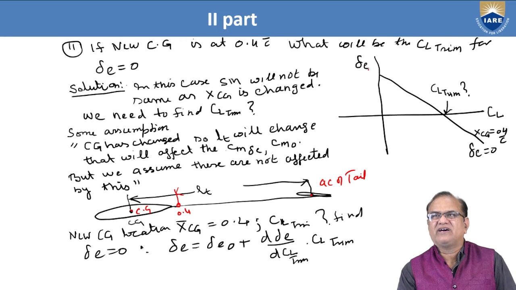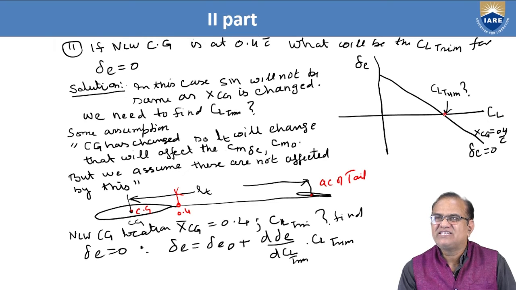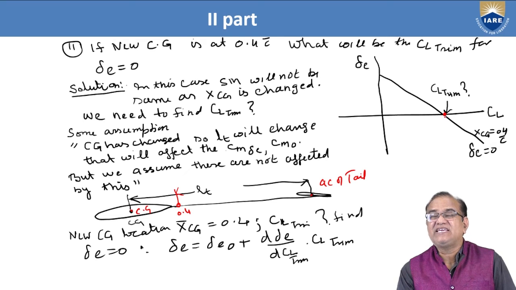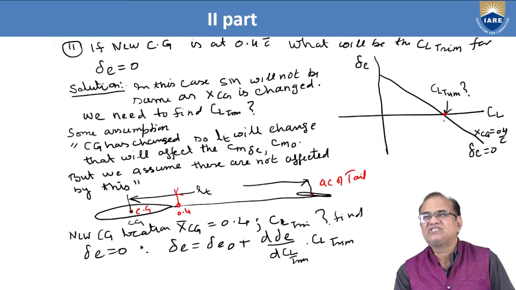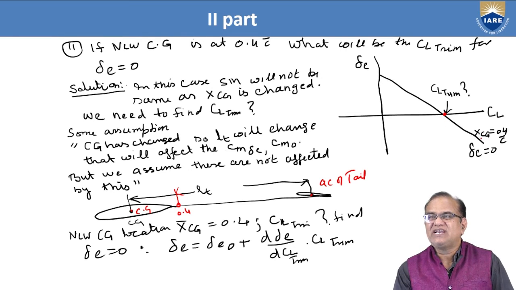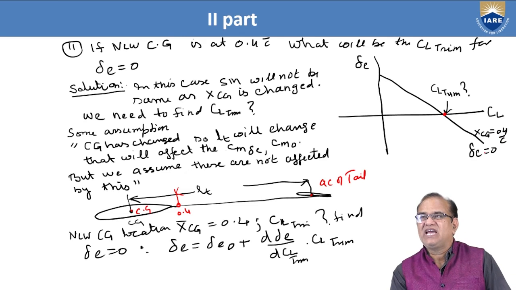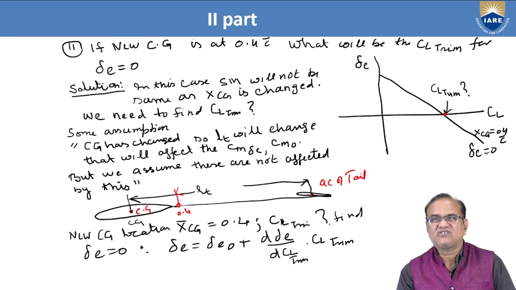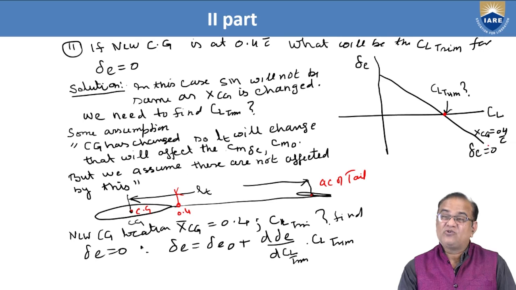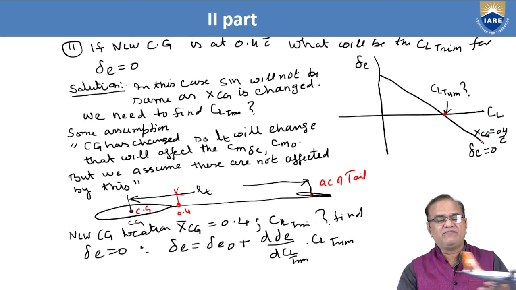Here we have drawn the plot of delta E versus CL. We have to find out this condition, CL trim. CL trim means the value of CL at which delta E is equal to 0. So here it is given that the CG location is 0.4 c, and in this case delta E is equal to 0. So delta E, what is the meaning of trim?